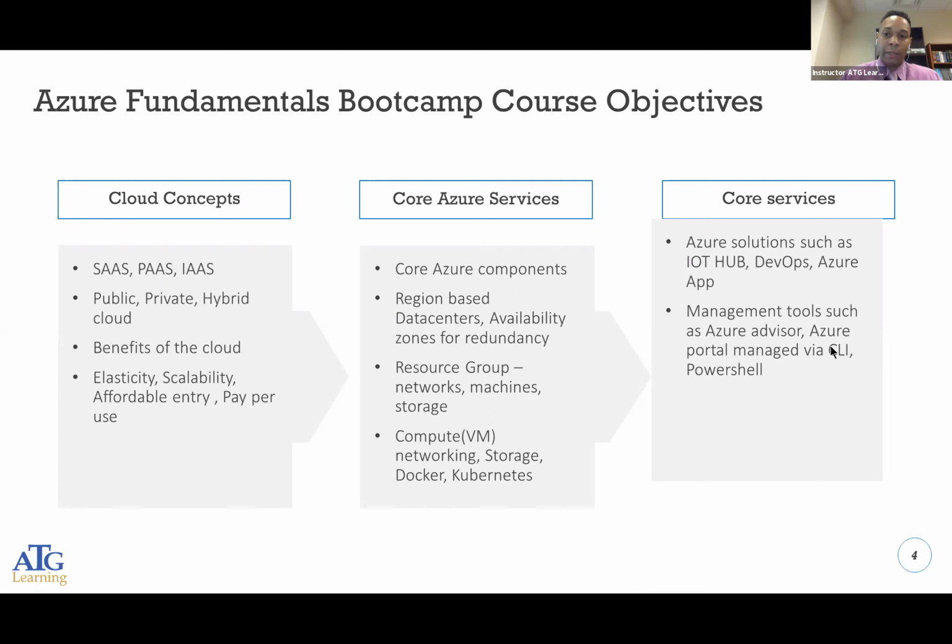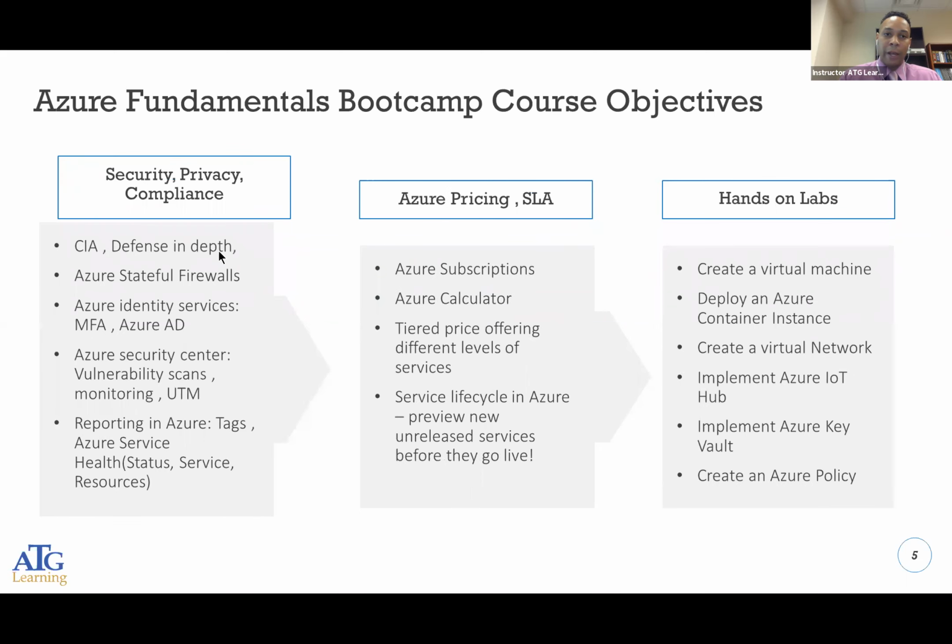So we're going to talk about that, and we'll have some hands-on labs with some of those commands. Moving on, Module 4, Security, Privacy, and Compliance.